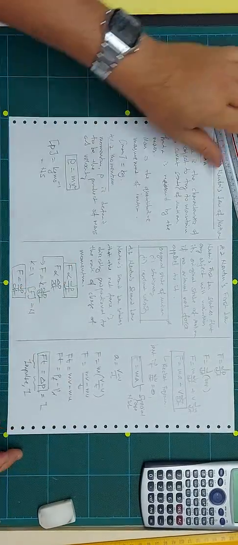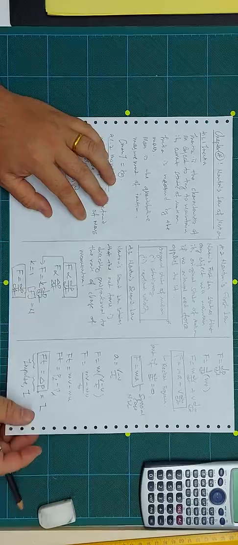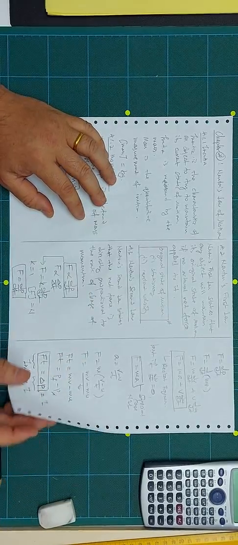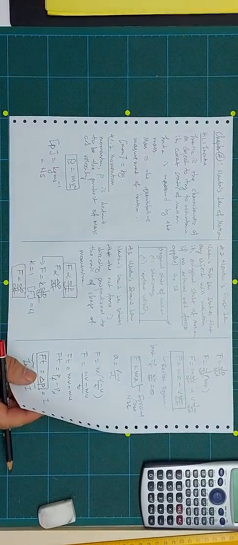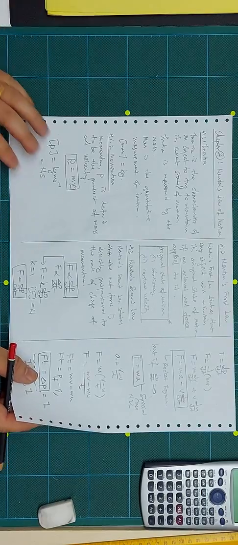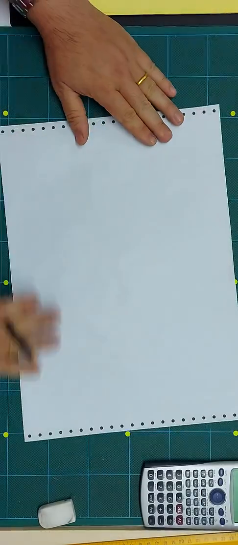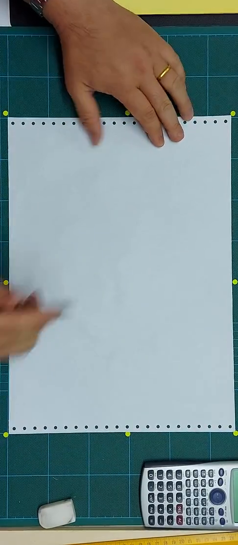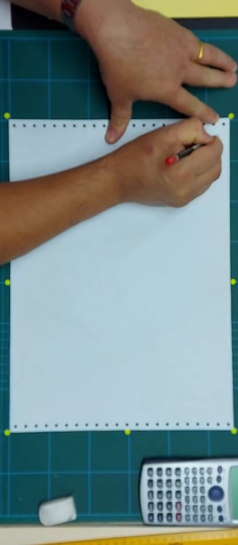Next, we will look at examples later on. Our next topic is Newton's third law. That is 4.4.